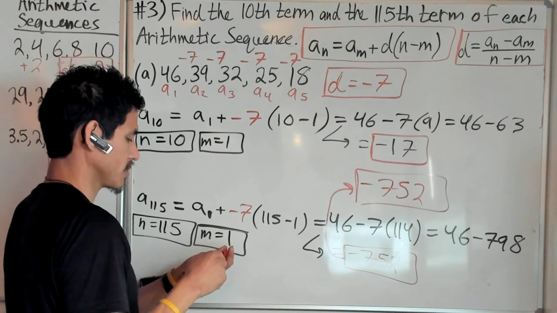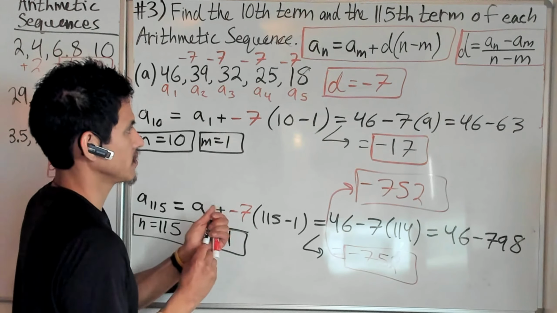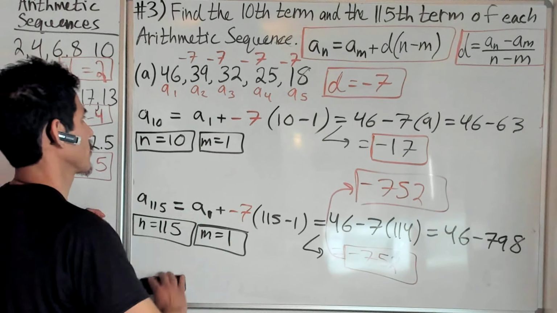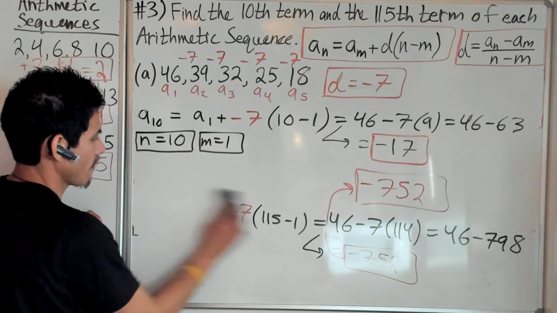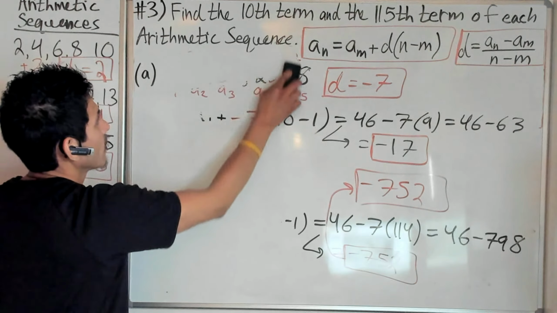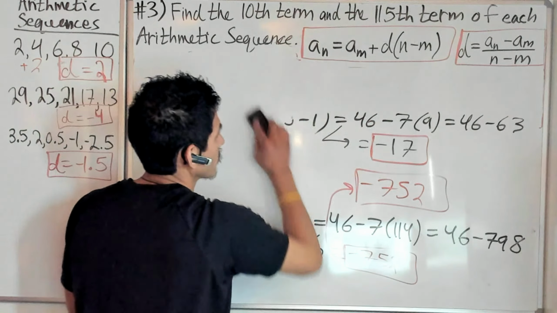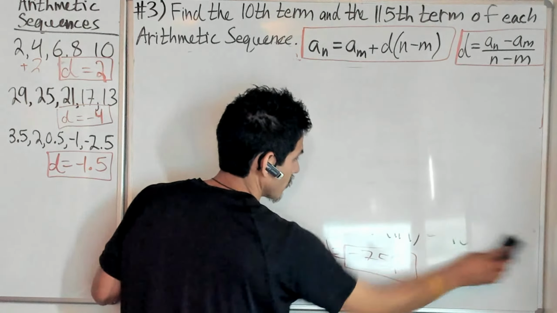Okay, the first example is always a little tricky, especially as I'm still working on this teaching. So let's go through another example and see if we can flow through it much better. It's still going to find the 10th and the 115th term. Let's look at the example.